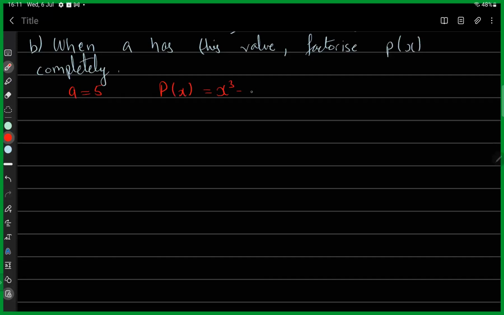x cubed minus 5x squared plus 2x plus 8. This is P of x, and I've used a equals 5 in P of x. I need to factorize it. So one of the factors is x minus 2. Now using this, I will find the other factors.